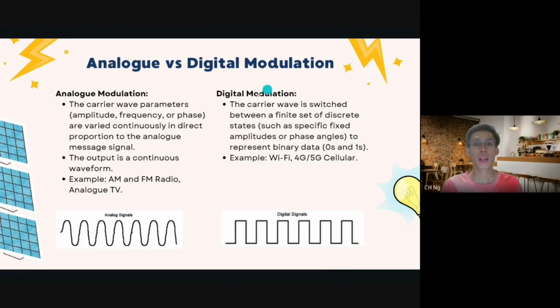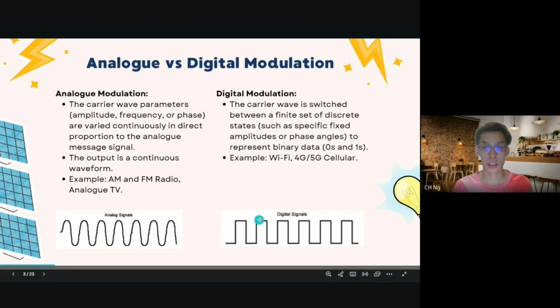Digital modulation: the carrier wave is switched between a finite set of discrete states, such as specific fixed amplitude or phase angles, to represent binary data, zeros and ones. So the examples are Wi-Fi and 4G or 5G cellular. So these are the digital signals.